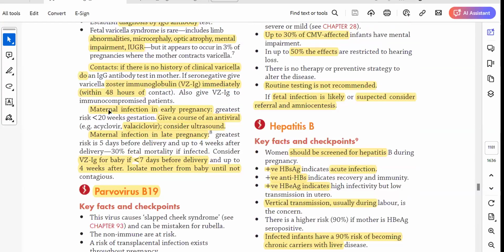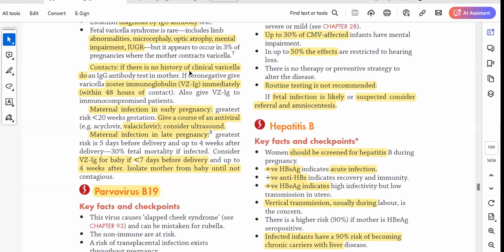Now, it is very important to understand what they have written in here, these 3 lines. First of all, the patient is just a contact, which means the patient had a recent contact with someone infected with varicella or chickenpox, but the patient is not infected at the moment.